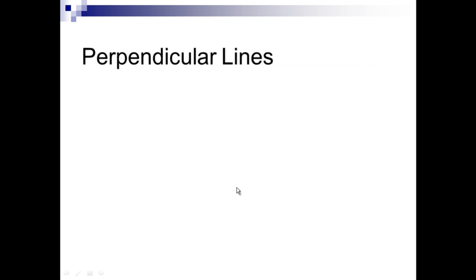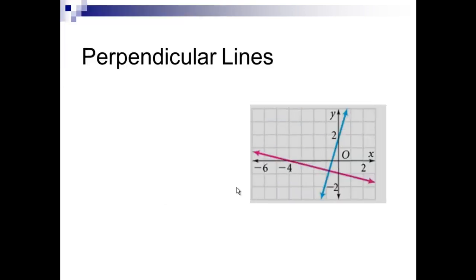The characteristics of perpendicular lines are: first, the lines intersect to form a right angle. Second, two lines which cross at 90 degrees to each other have negative reciprocal slopes.